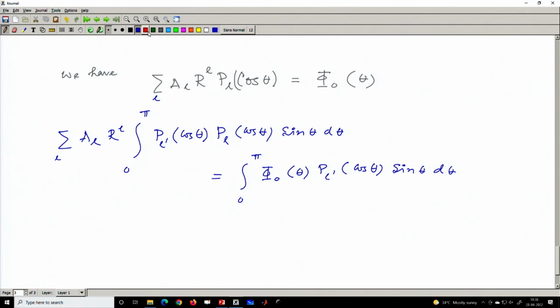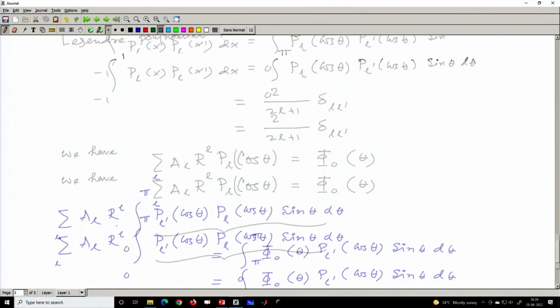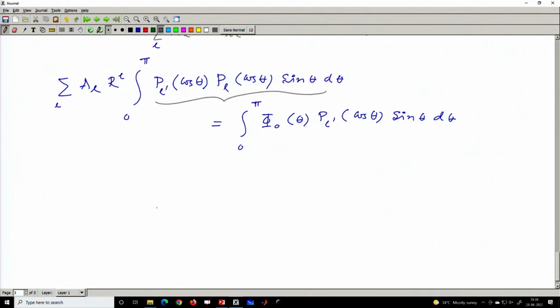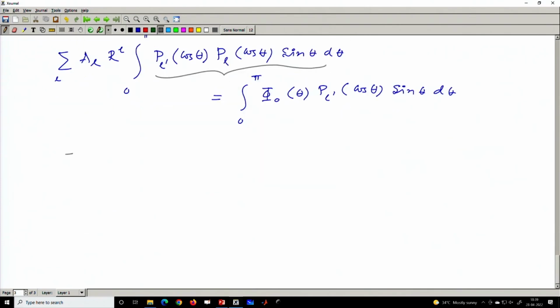So, this quantity is forming a complete set, which we discussed. That is the thing I am going to use. So, it will be the sum over L of A_L r to the power L, and this part is 2 divided by 2L plus 1, and then the delta function delta_LL'.